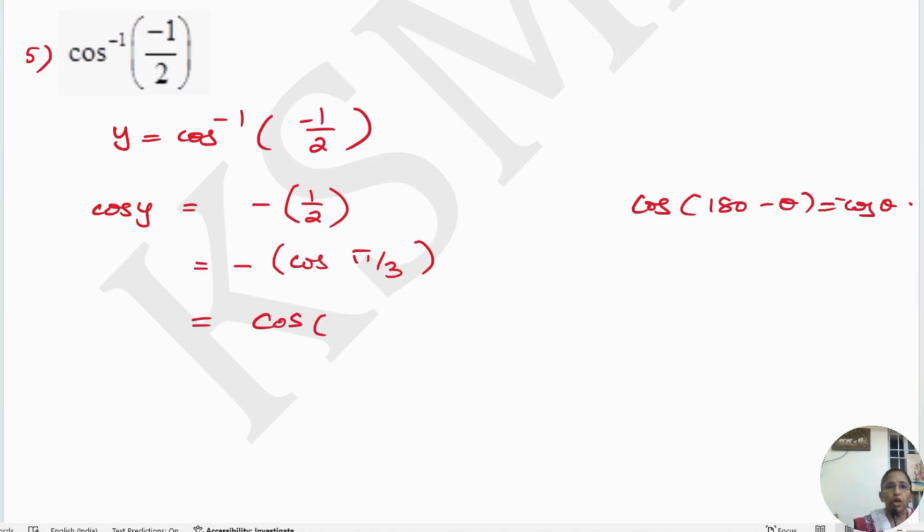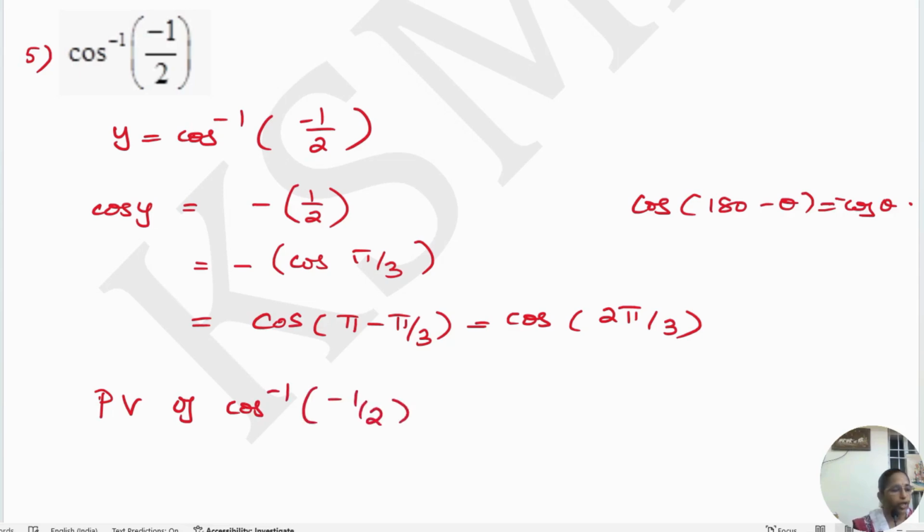So cos of pi minus pi by 3, which is equal to cos of 2 pi by 3. And our principal branch value is 0 to pi. And this value here is 2 pi by 3. So it falls within this range. So the principal value of cos inverse of minus 1 by 2 is 2 pi by 3.